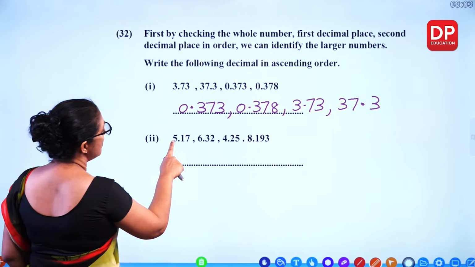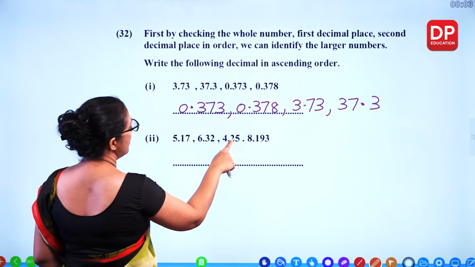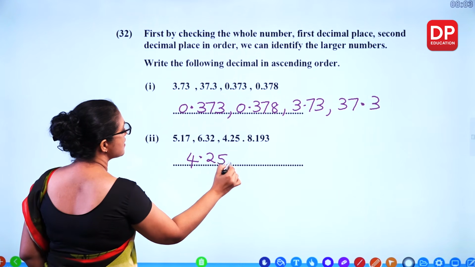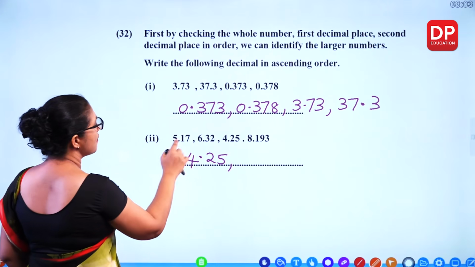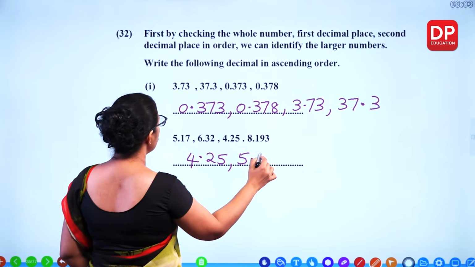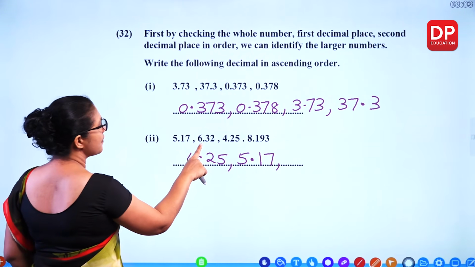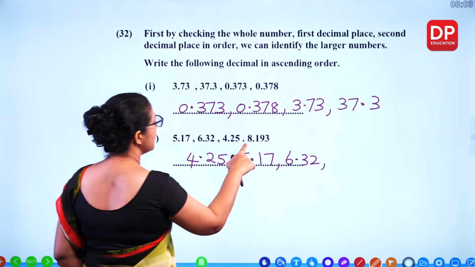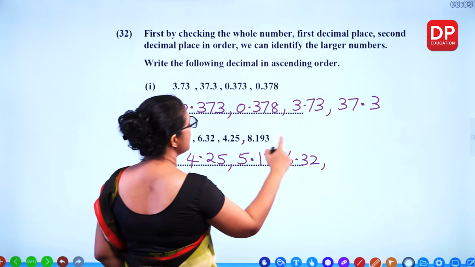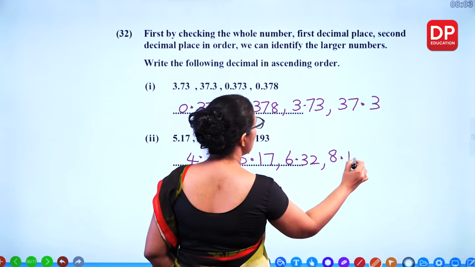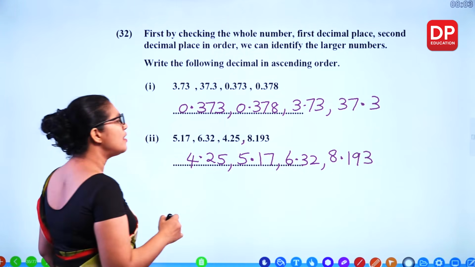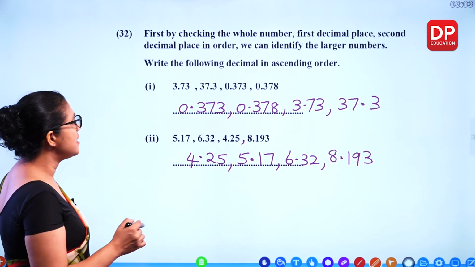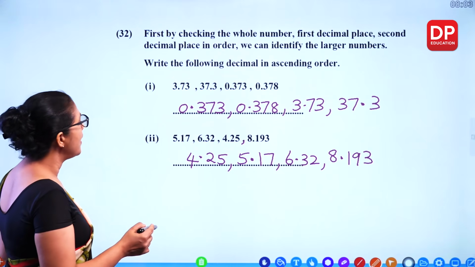Look at these numbers. What's the first one? Lowest is 4. So 4.25 is the lowest. Then 5. By looking at the ones place, you can identify here. Then this is 6. And finally, this is 8.193. So you don't need to look at the decimal places. Just by looking at the ones place, you can identify the lowest to highest.